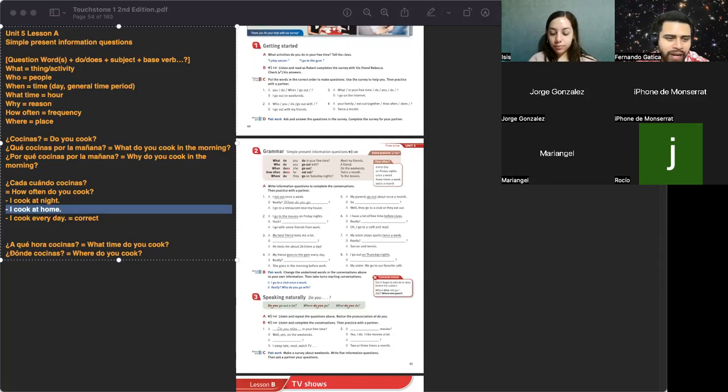Okay. La oración I cook at night y la oración I cook at home son oraciones correctas, pero no tiene sentido usarlas para la pregunta how often do you cook. No es lo que está preguntando, claro. La respuesta correcta a la pregunta. Ajá, exactamente. So, how often tienes que responder con una frecuencia. Every day es cada día, es una frecuencia.